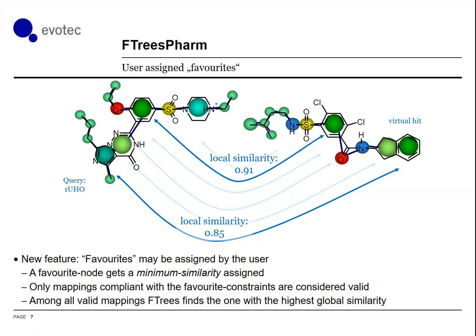enforce that only mappings where the minimum similarity is obeyed are considered valid, and therefore those molecules are considered valid virtual hits. That's the new FeatureTrees Farm or FeatureTrees favorites feature.